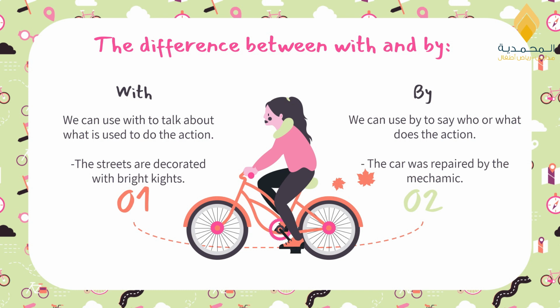Moving to by, we can use by to say who or what does the action when we are talking about the subject. So for example, the car was repaired by the mechanic. So who repaired the car? The mechanic. So this is the difference between with and by. I use with to talk about what is used to do the action, and I use by to say who or what does the action. This is the difference between by and with.